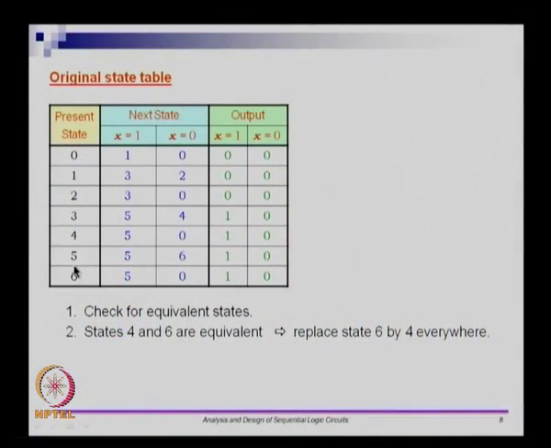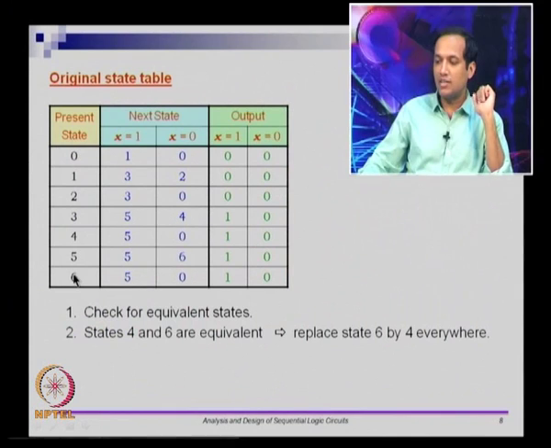So let us look at states 4 and 6. I am going to say that they are equivalent. Why are they equivalent? I go and look at x equal to 1 and x equal to 0. From 4 I will go to state 5 and state 0 respectively. I am also doing the same thing from state 6. State 6 on input 1 I will go to 5, on input 0 I go to 0. Not only that, the outputs that you are producing for x equal to 1 and x equal to 0 at state 4 are also the same that you produce at state 6. So this makes states 4 and 6 equivalent.